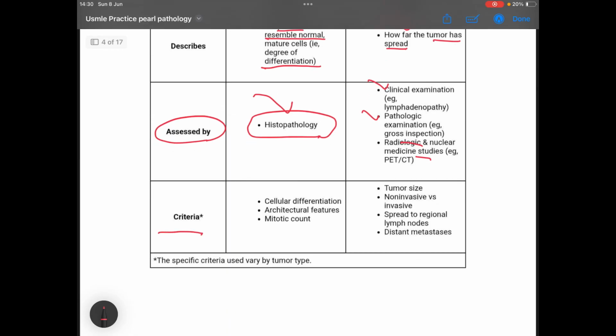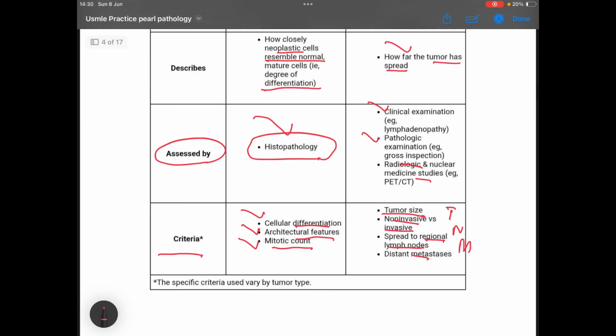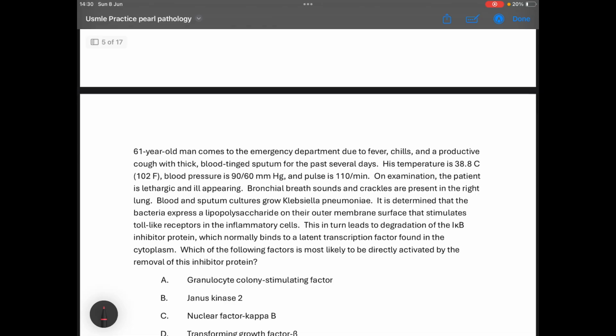And what is the criteria? The criteria for grading is the degree of differentiation, architectural features, and mitotic count: how the epithelium is growing and how it is assembling. And for staging, the tumor size, non-invasive or invasive, spread to lymph nodes, and distant metastasis. Okay? This is the basic difference between grading and staging.